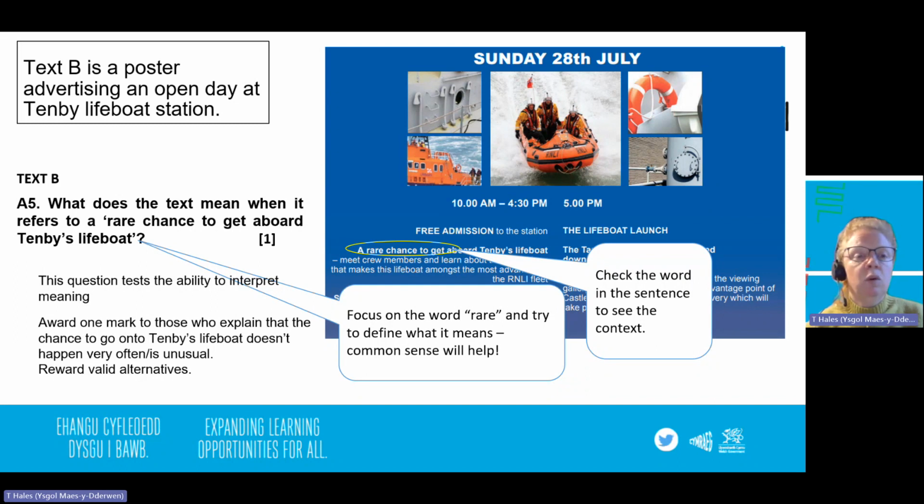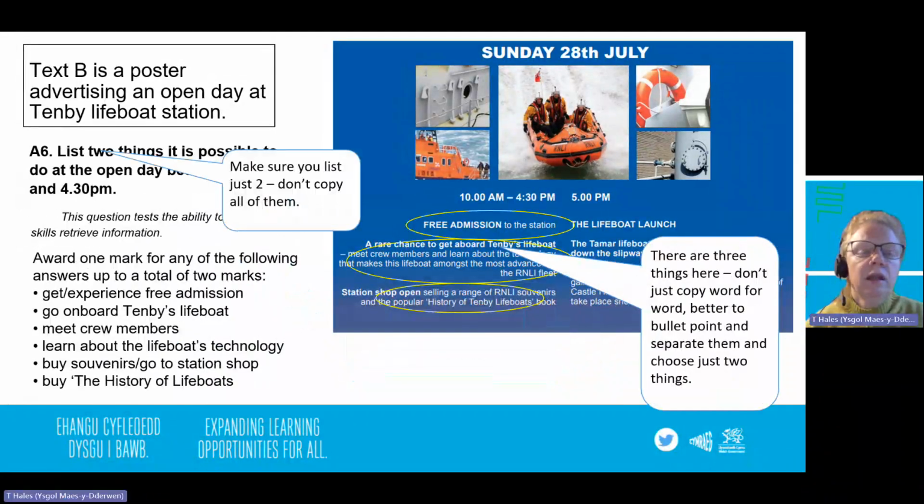So the examiner is going to give you 1 mark if you've explained that the chance to go on to Tenby's lifeboat doesn't happen very often or is unusual. And there you see that phrase, reward valid alternatives. Okay. Right, so we're still on text B.